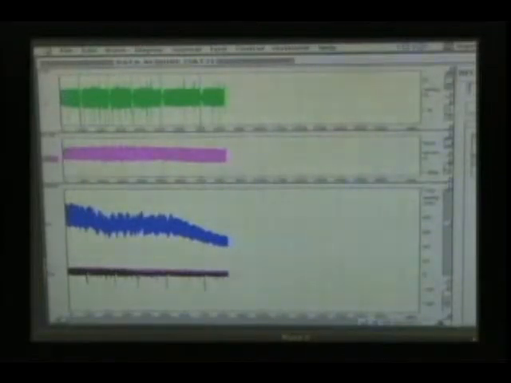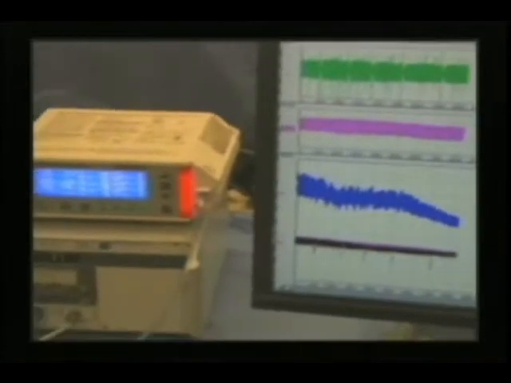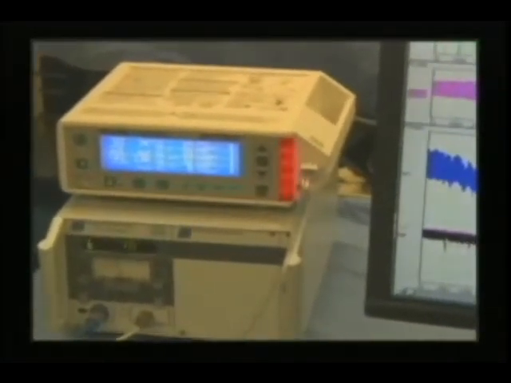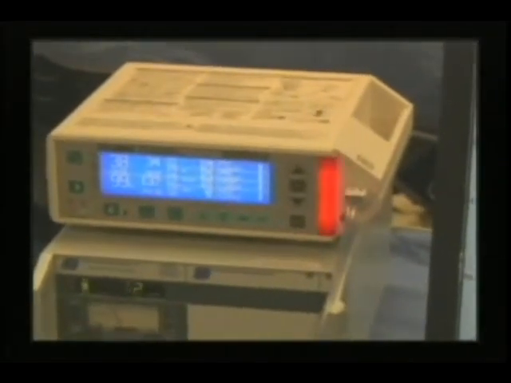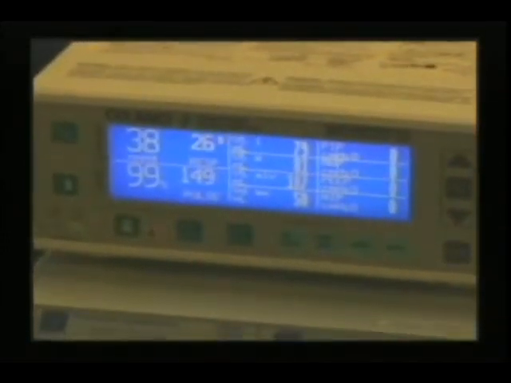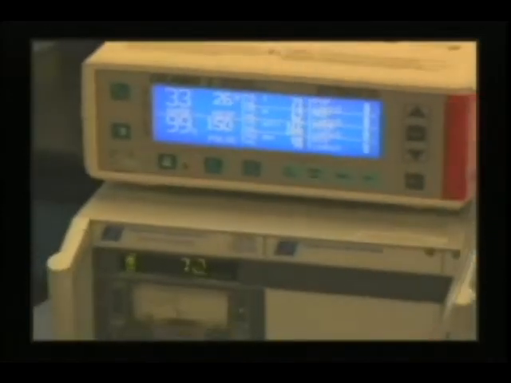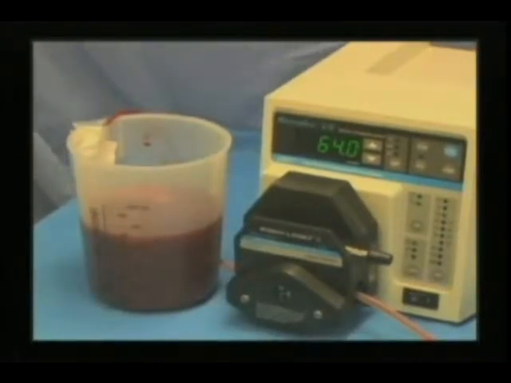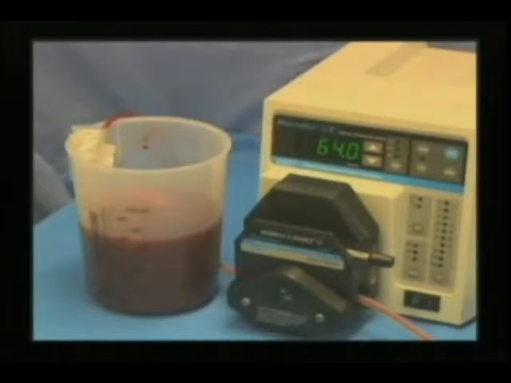As shown on the other monitors, the end-tidal CO2 is 39, oxygen saturation 100%, respiratory rate 34, and the heart rate is 137. Blood flow to the brain as measured by the carotid artery Doppler blood flow probe is about 70 milliliters per minute. At this point in time, the pig is receiving supplemental oxygen at 2 liters per minute, and about 700 milliliters have been withdrawn.